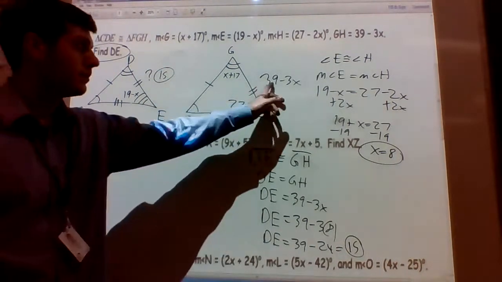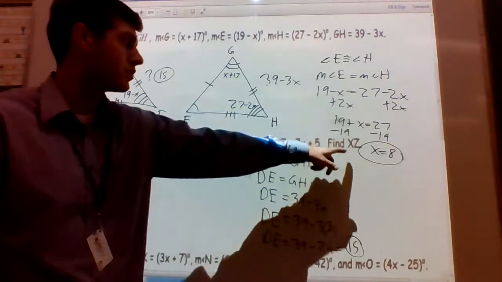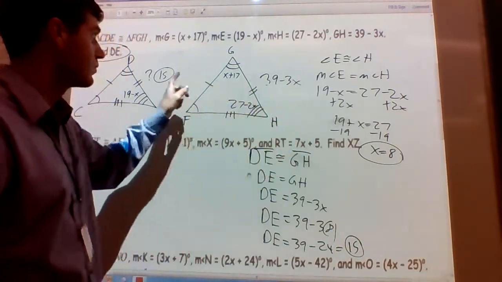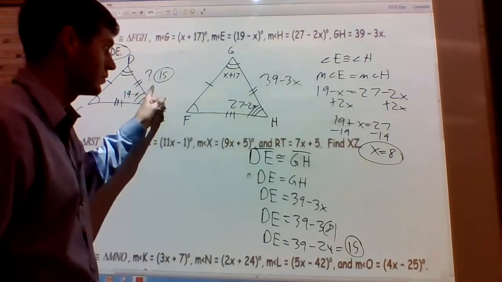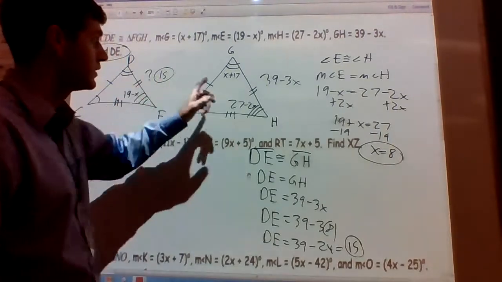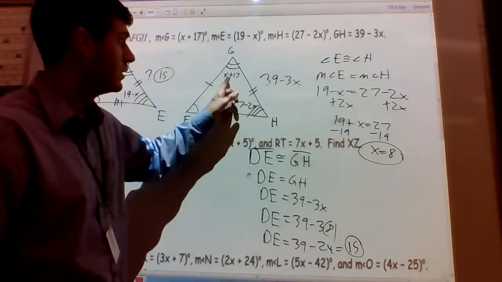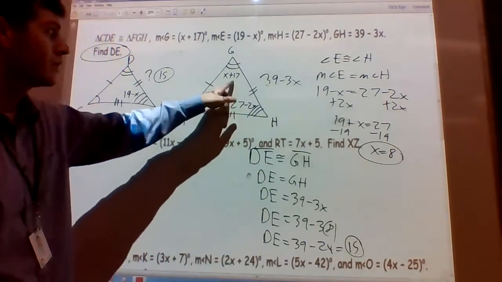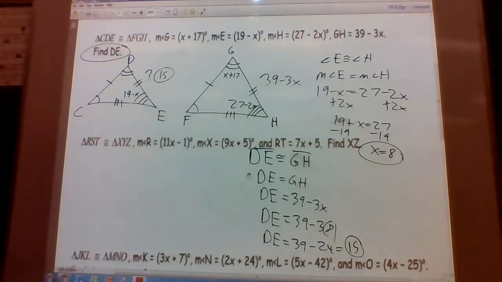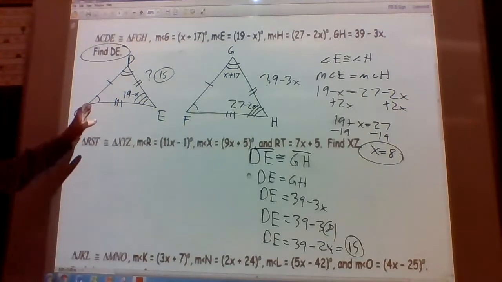Again, substitute in 8. 3 times 8 is 24. 39 minus 24 is 15. So if this is 15, we know this one is also 15. We could also find the measure of angle D, for example. We know x is 8, so the measure of angle G is 25. So the measure of angle D would be 25. We could also find the measure of angle C and F.